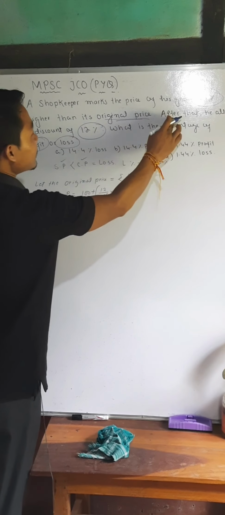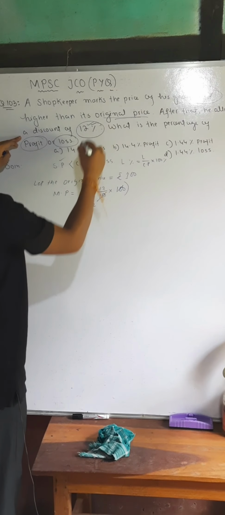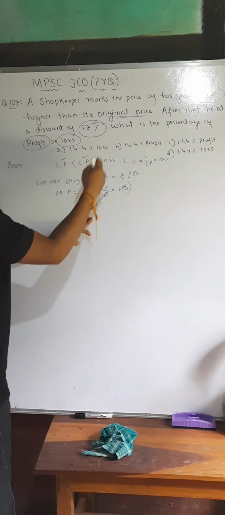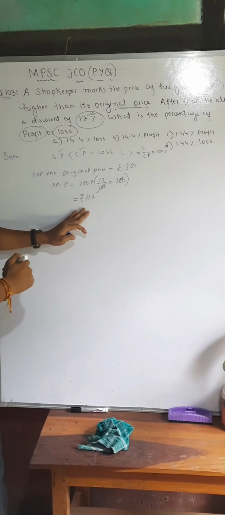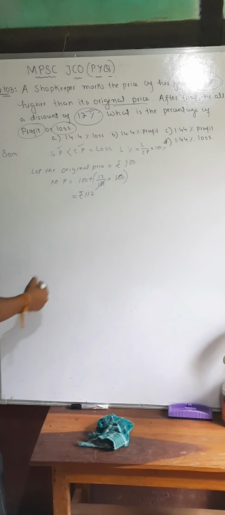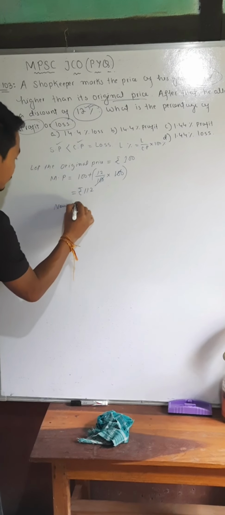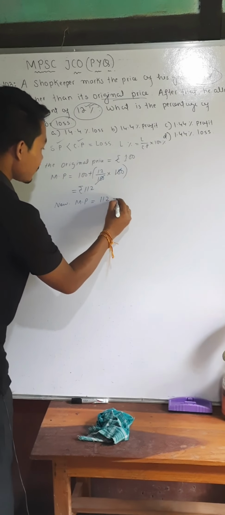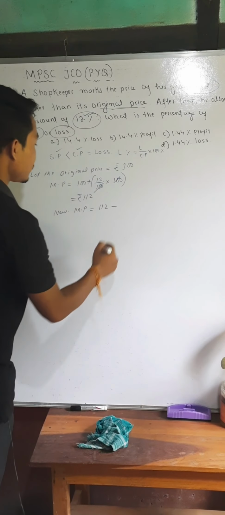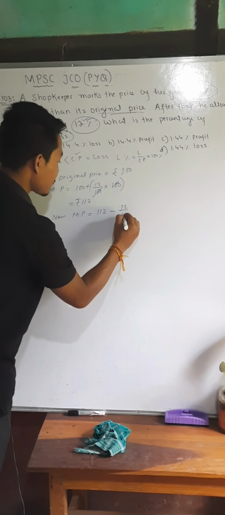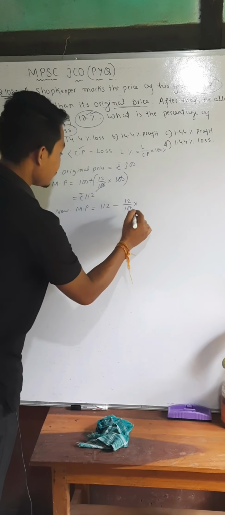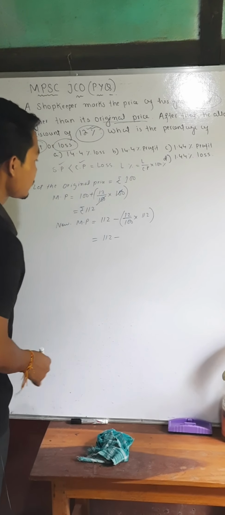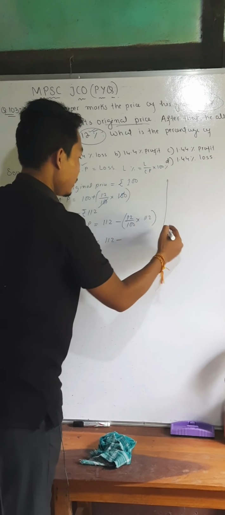After that, he allows a discount of 12%. After making a new mark price, the shopkeeper allows a discount of 12%. Now we need to subtract the 12% discount from the new mark price, 112 minus what? 12% of what? Mark price 112. So this one we have to solve.